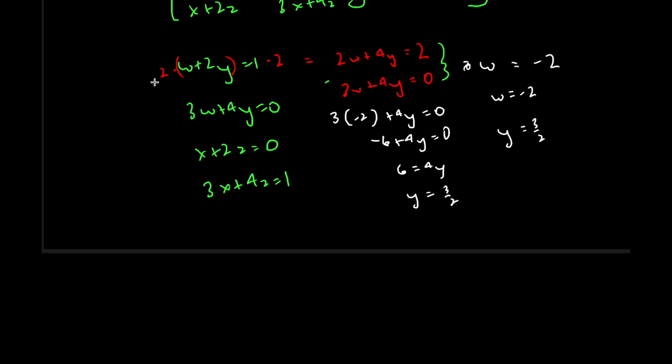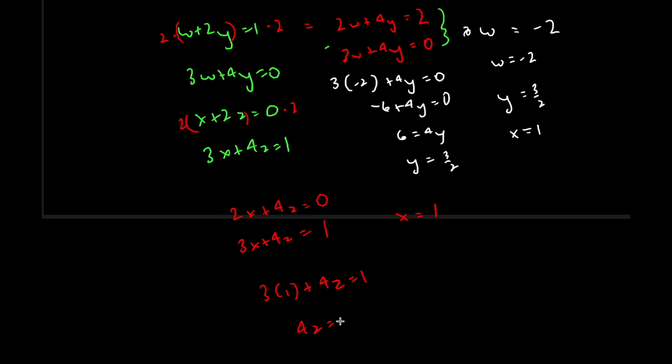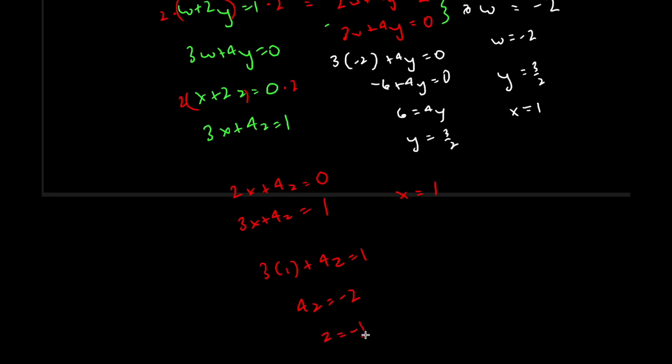Now let's do the same thing with x and z. So we multiply this equation by 2, and we will get 2x plus 4z is equal to 0, and then we have 3x plus 4z is equal to 1. Subtracting the same way as we did before, we have x is equal to negative 1. Sorry, x is equal to positive 1. And then substituting x is equal to 1 into the second equation, we have 3 times 1 plus 4z equals 1. Gives us 4z is equal to negative 2. Thus, z is equal to negative 1/2.